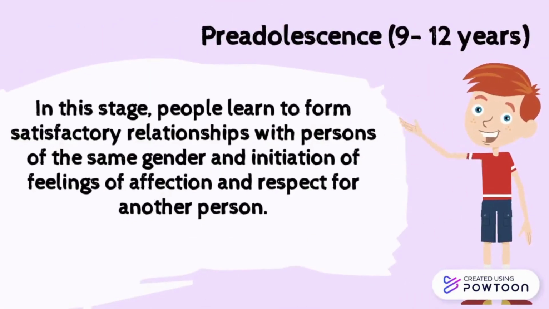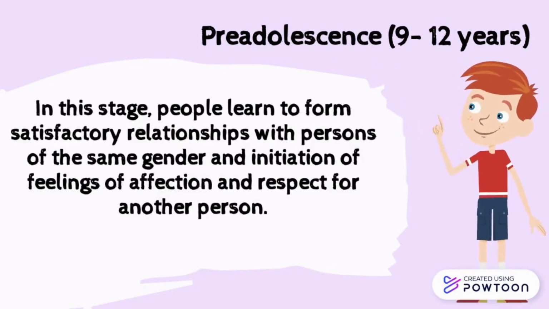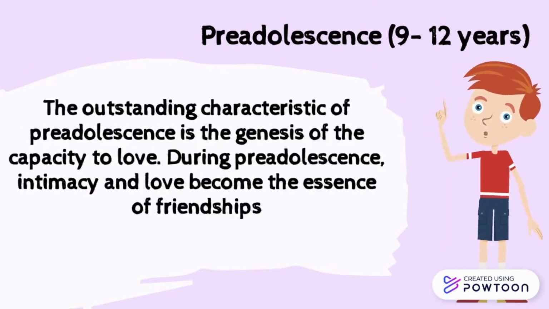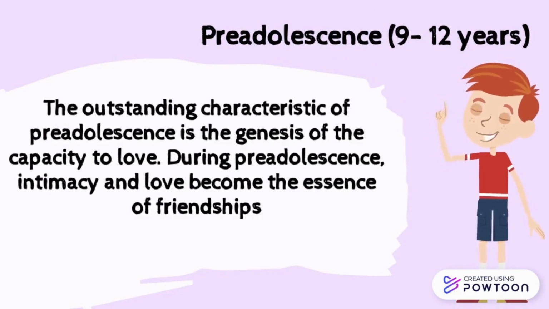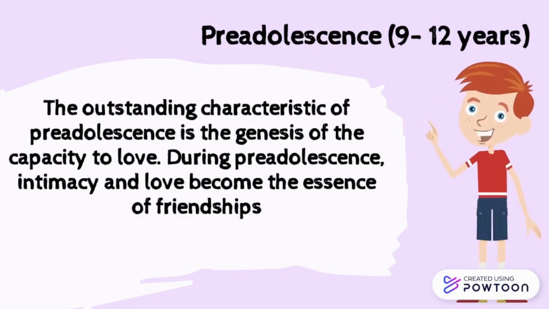In this stage, people learn to form satisfactory relationships with persons of the same gender and the initiation of feelings of affection and respect for another person. The outstanding characteristic of pre-adolescence is the genesis of the capacity to love. During pre-adolescence, intimacy and love become the essence of friendship.